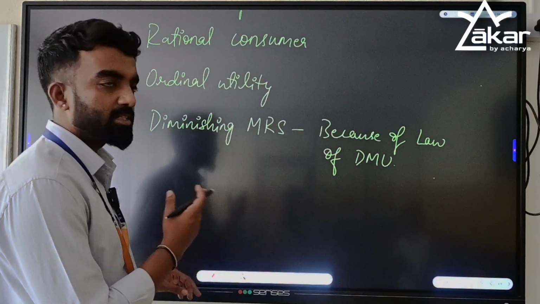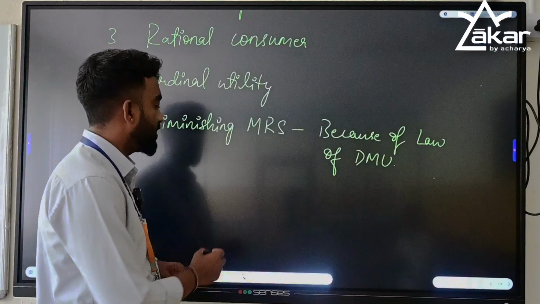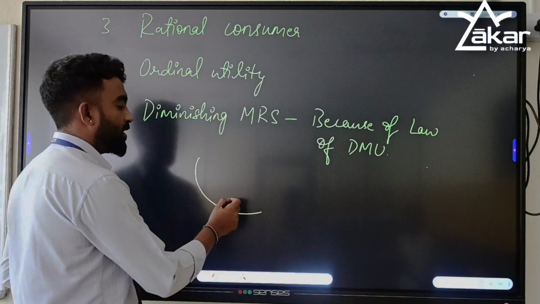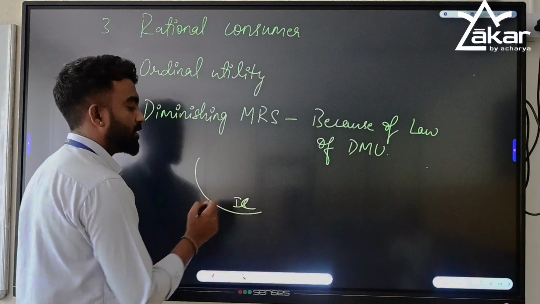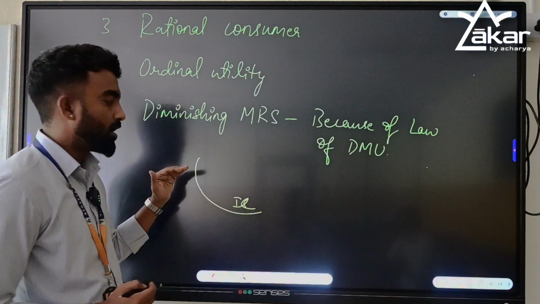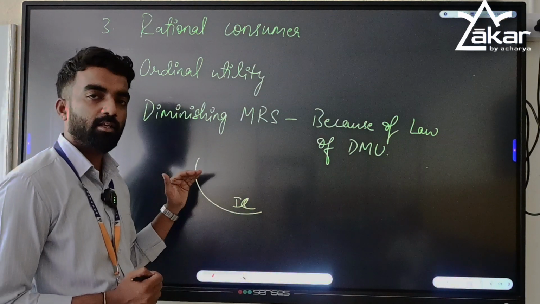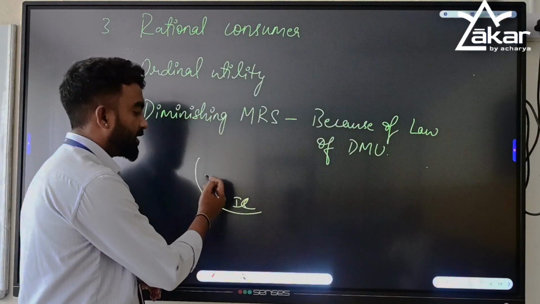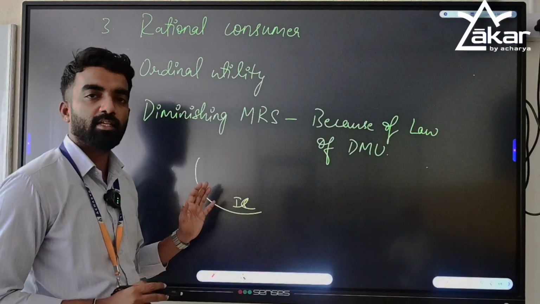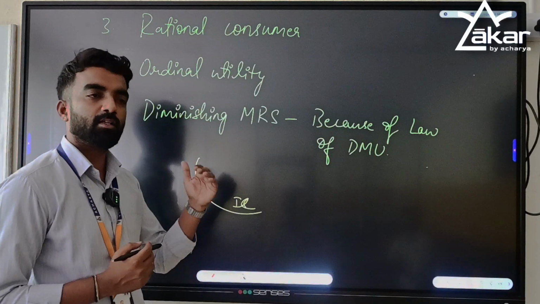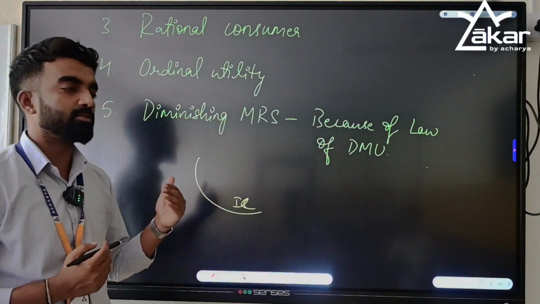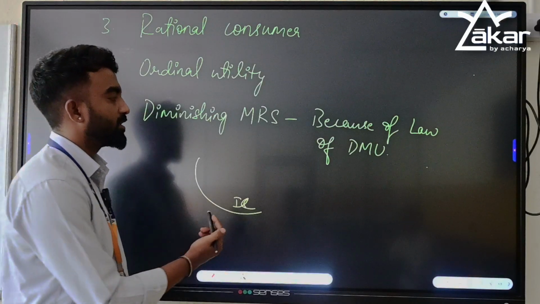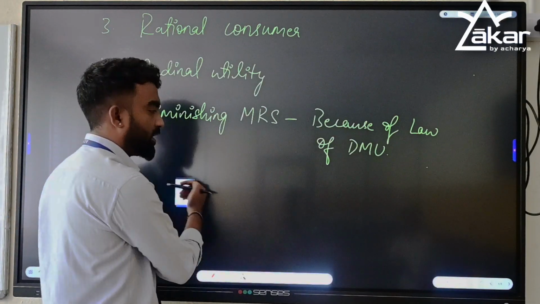And diminishing marginal rate of substitution, which we have studied, is the reason for this convex curve of the IC, right? At what rate he is willing to sacrifice one good for the other, and it starts diminishing as he increases more of X. What he is willing to sacrifice of Y will start declining because of the law of diminishing marginal utility, which I have explained in detail.